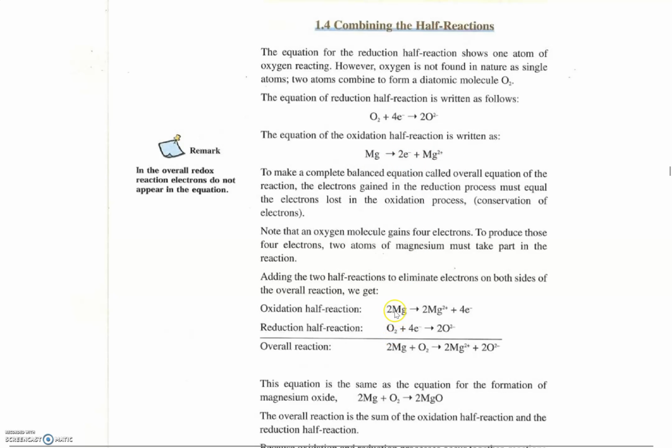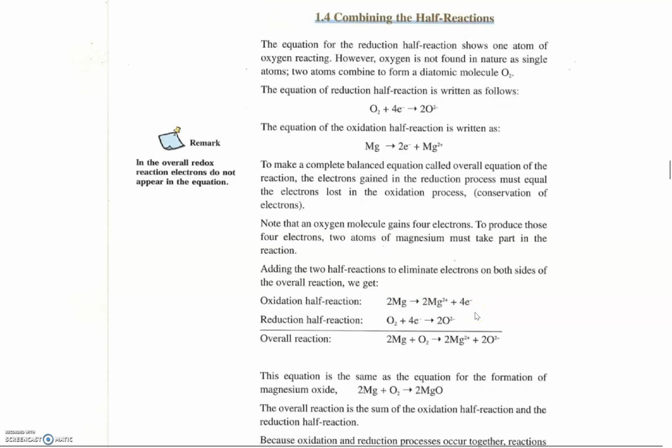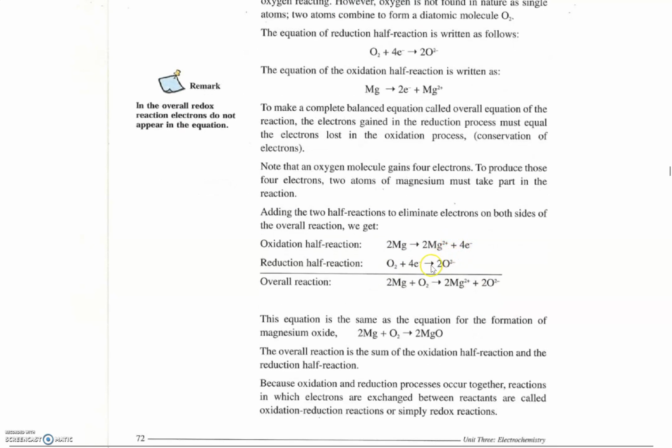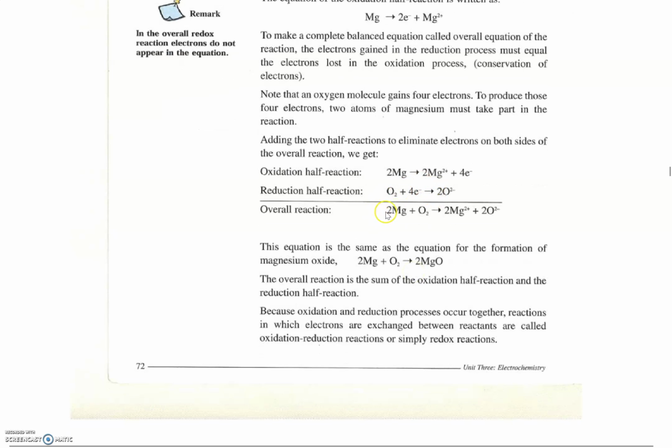So 2Mg gives 2Mg2+ plus 4 electrons. And now when we add this reaction with the first one, we can cancel the 4 electrons from the products and the 4 electrons from the reactants to have the full reaction which does not contain electrons.